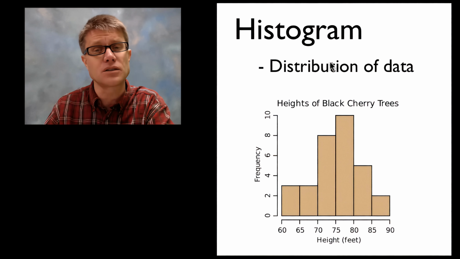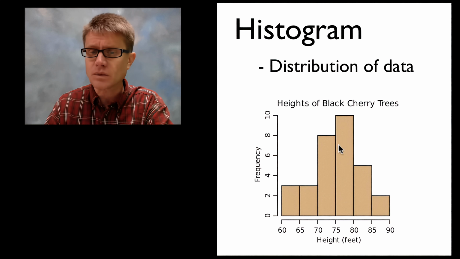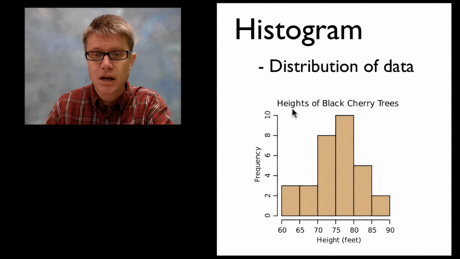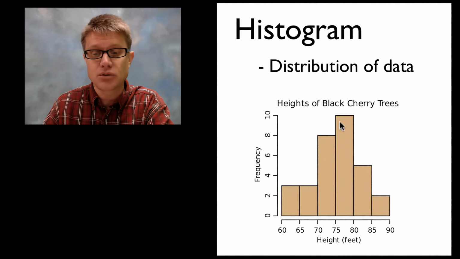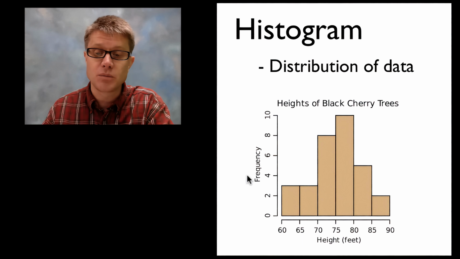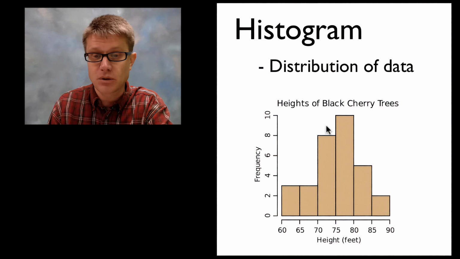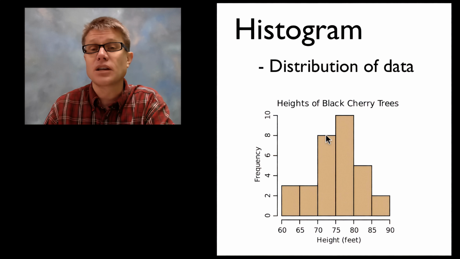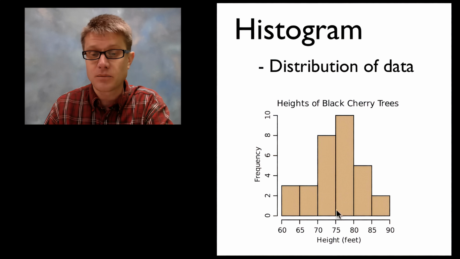What about a histogram then? Histogram is when we're looking at the distribution of data. So let's look at this histogram here. We're looking at the height of black cherry trees. We have different heights along the bottom, and then we just have the number of trees on the side. And so, for example, how many of these cherry trees are going to be between the height of 70 and 75 feet? Well, we'd look here, and then we'd find that that's going to be 8. So let's say we're graphing humans' height along the bottom, and then we're looking at the frequency. That would be a histogram.